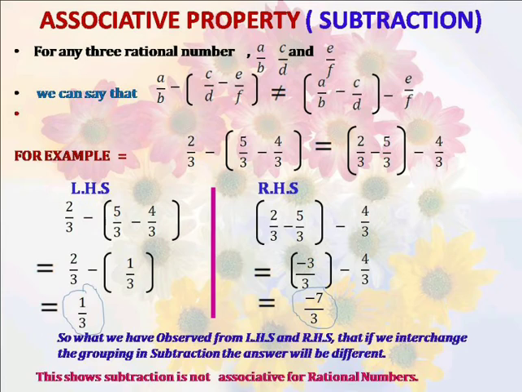Now number 2, associative property for subtraction. Associative property for subtraction says that when we are grouping 3 rational numbers, the answer will be different. Let's see this example closely. Simply I have interchanged the grouping of 3 rational numbers, but the answers are different. So it shows that subtraction is not associative for rational numbers.